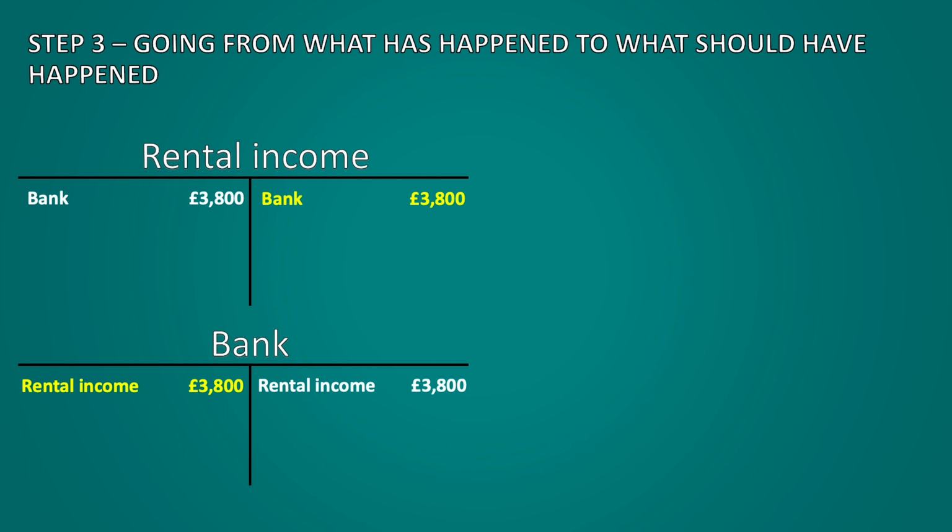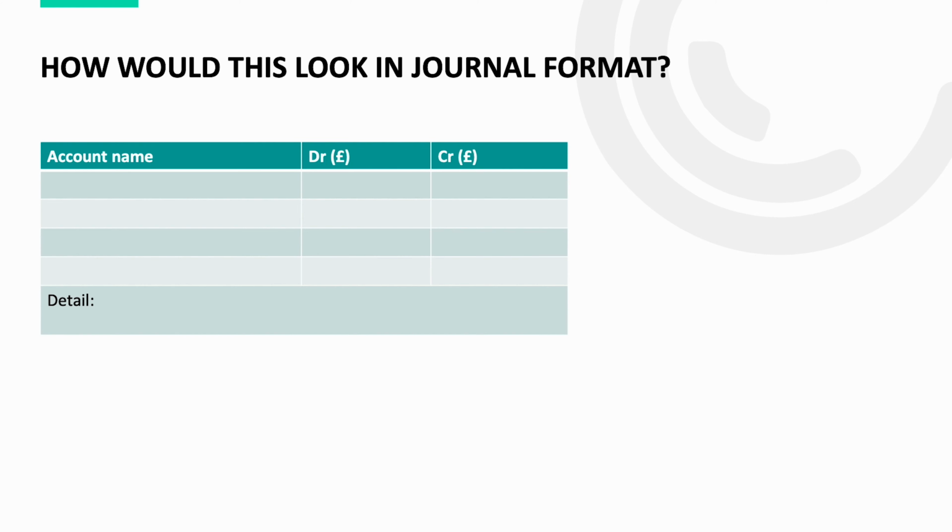Part 2 is to enter the transaction in as it should have been in the first place, which is to credit the rental income account for £3,800 and debit the bank for £3,800. You'll notice that this is the exact same entry as we've just made, but that's because the first entry removes the incorrect entry and the second entry enters in the transaction as it should have been entered originally. So how would this look as a journal? Part 1, debit the bank and credit rental income, removing the incorrect entries and bringing the account values down to 0. Then debit the bank and credit the rental income as the entry should have been made in the first place.